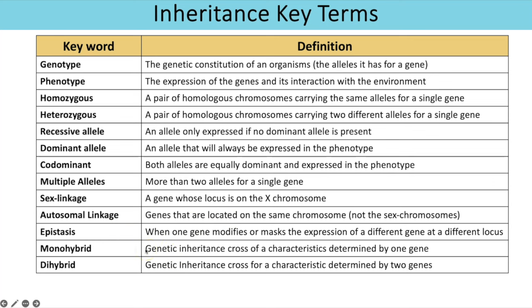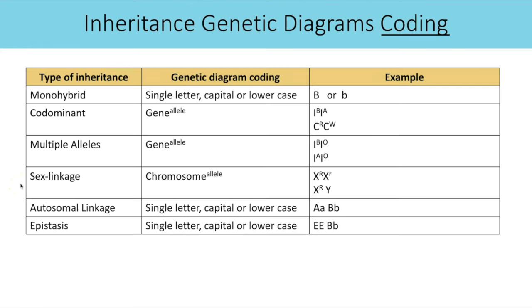Monohybrid inheritance is when we look at the inheritance of one particular gene, and dihybrid inheritance is when we look at genetic crosses for 2 particular genes. So these would be good to turn into flashcards to test yourself and to learn. Now, you commonly have to do genetic diagrams to determine the probability of different either genotypes or phenotypes in the offspring based on parental genotypes or phenotypes you're given.